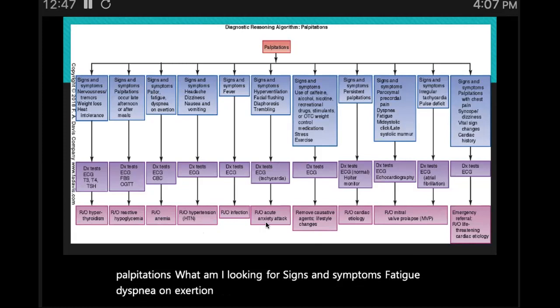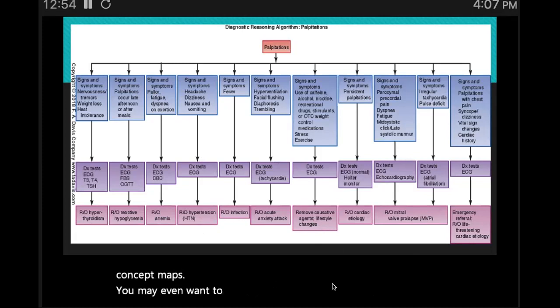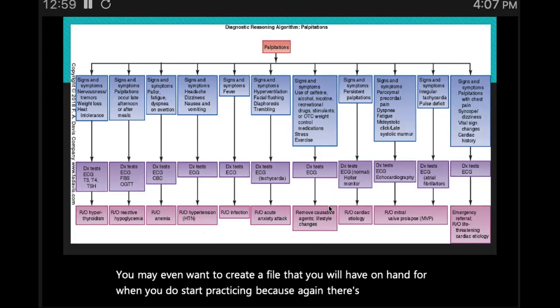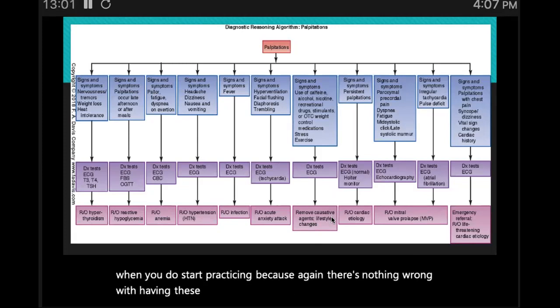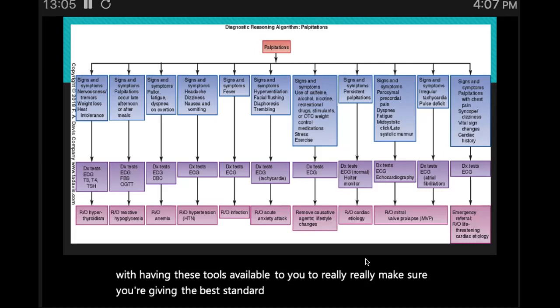Okay, these are things to just really start to look at, these types of algorithms and concept maps. You may even want to create a file that you will have on hand for when you do start practicing, because again, there's nothing wrong with having these tools available to you to make sure you're giving the best standard of practice of care to your patients.